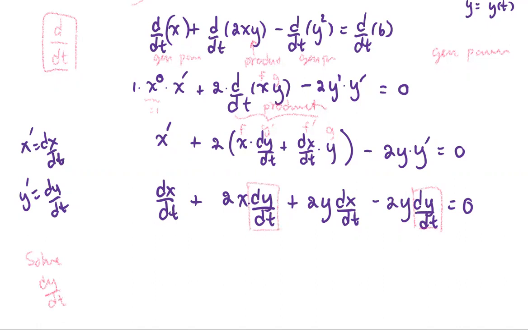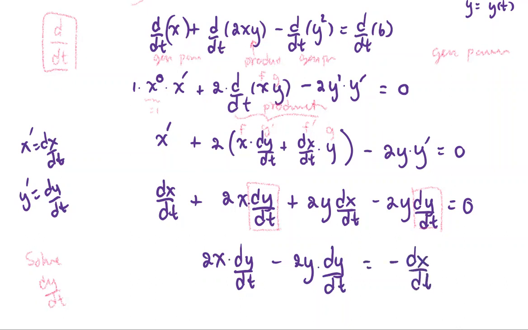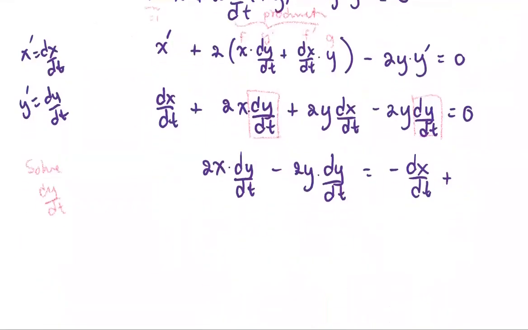So two places. We're going to have to rearrange the terms a little bit and move the terms that don't have dy by dt to the other side. So the left-hand side will become 2x dy by dt minus 2y dy by dt. Equals negative dx dt, minus 2y dx dt.